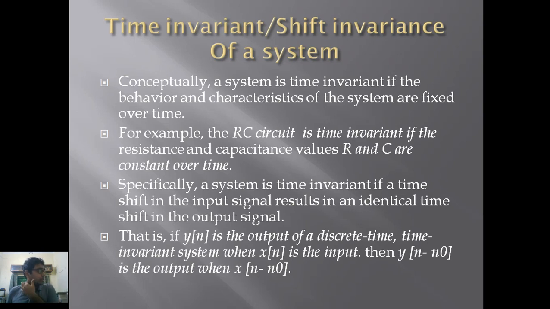So that is the basic feature of a time invariant or shift invariant system: with the variance of time, if the input signal is shifted by 2 discrete points or 3 discrete points, the output signal will be shifted by the same amount. That's why it is known as shift invariant or time invariant. It means any change in the input signal will cause the same change in the output signal.